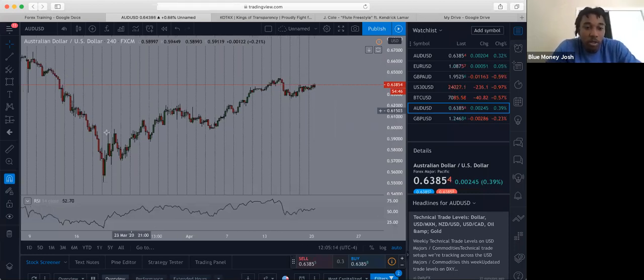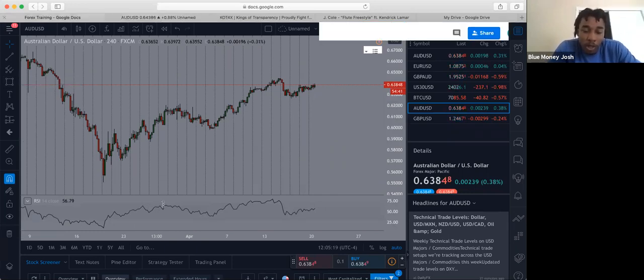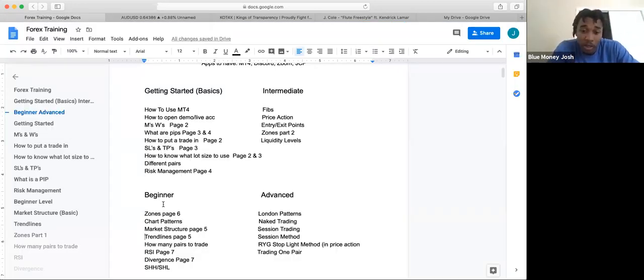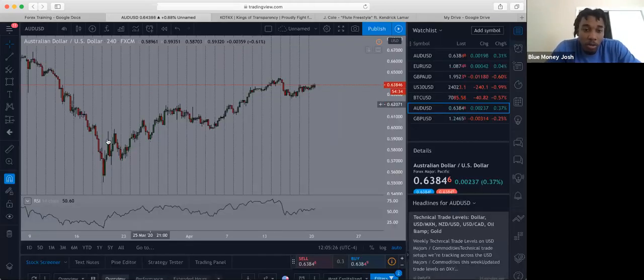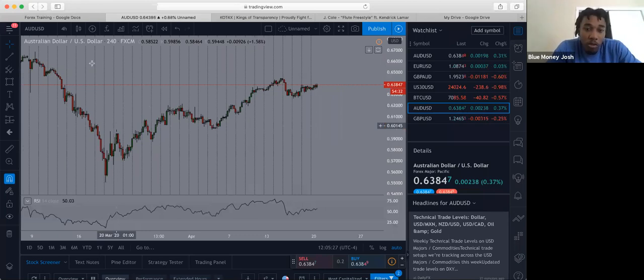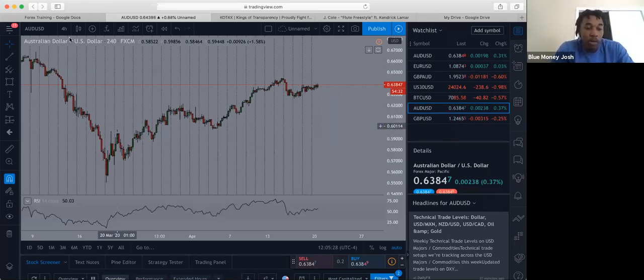Okay. So when you're marking your zones, and usually I break down each of these topics a little more, but I'm gonna show you enough to where you know it all. All right. So zones, what you want to do with zones, you're gonna go to the 4 hour. We always mark on the 4 hour. There's two types of zones. There's major zones, and then there's minor zones.